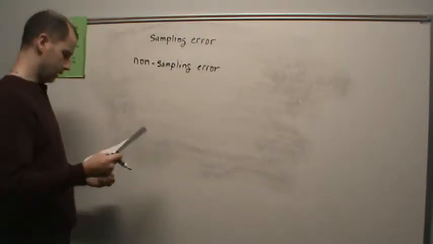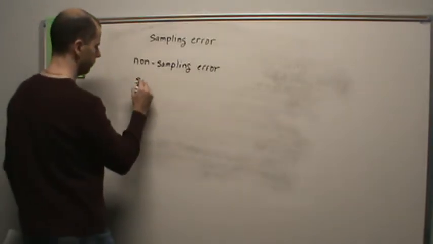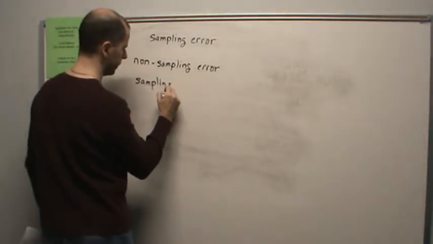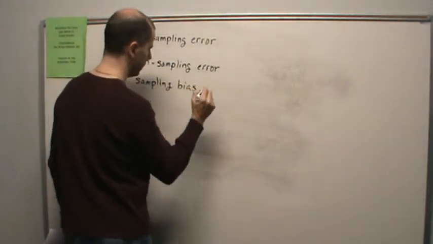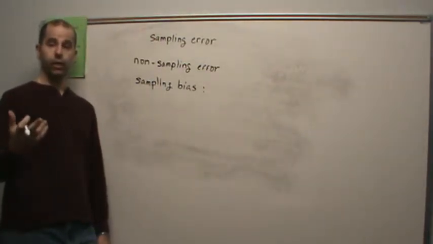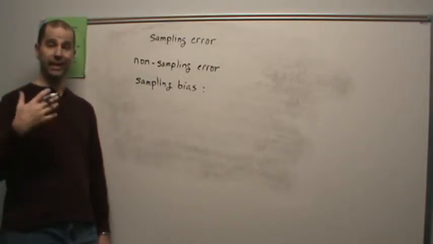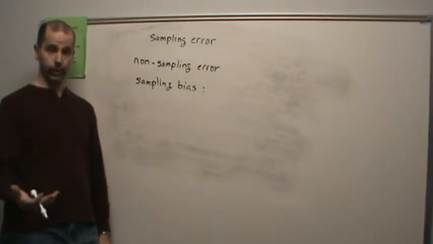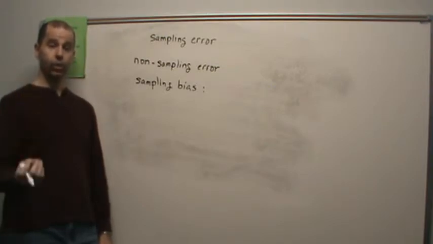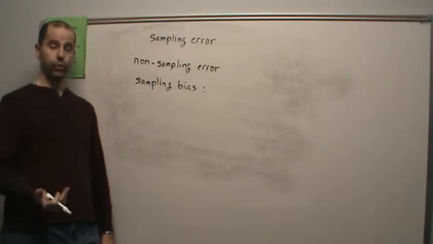Okay, let's see here. Sampling bias, okay? Let's talk about sampling bias for a moment. I mentioned it earlier, but let me repeat. Sampling bias is where one group or category has a higher or lower probability of occurring. In other words, the outcomes for each group are not equally likely. Okay? That's what we mean by bias.